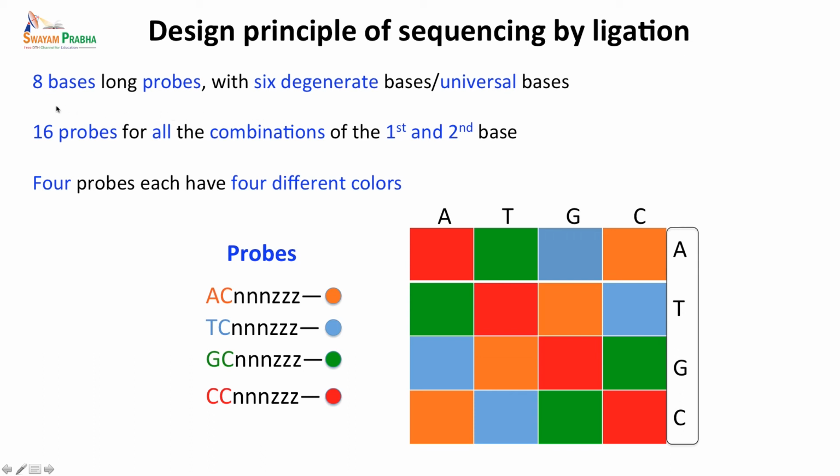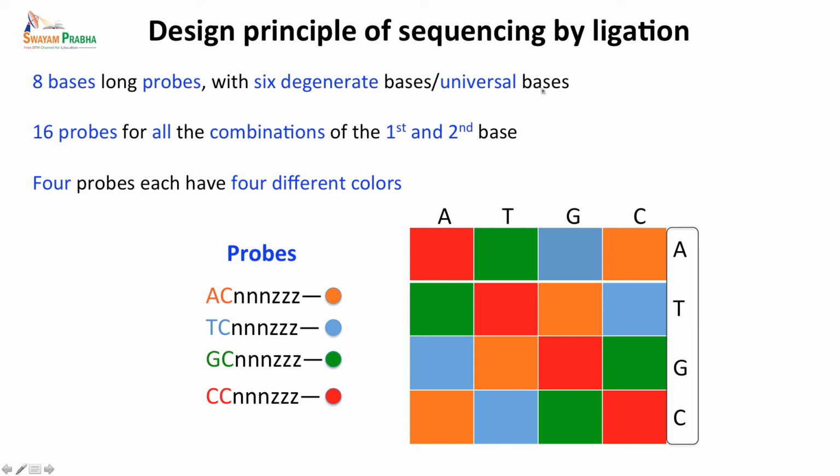It uses 16 probes, and each of these probes is 8 bases long. In these probes, only the first two nucleotides are one of the 4 bases, A, G, C, or T, and the rest of the 6 are either 3 degenerate and 3 universal bases, or all 6 universal bases. There are multiple ways available. Degenerate bases mean that any of the 4 nucleotides can be present at these positions. So it will be a mixture of probes, where one may have A here, one will have C, another T, another G, like that.